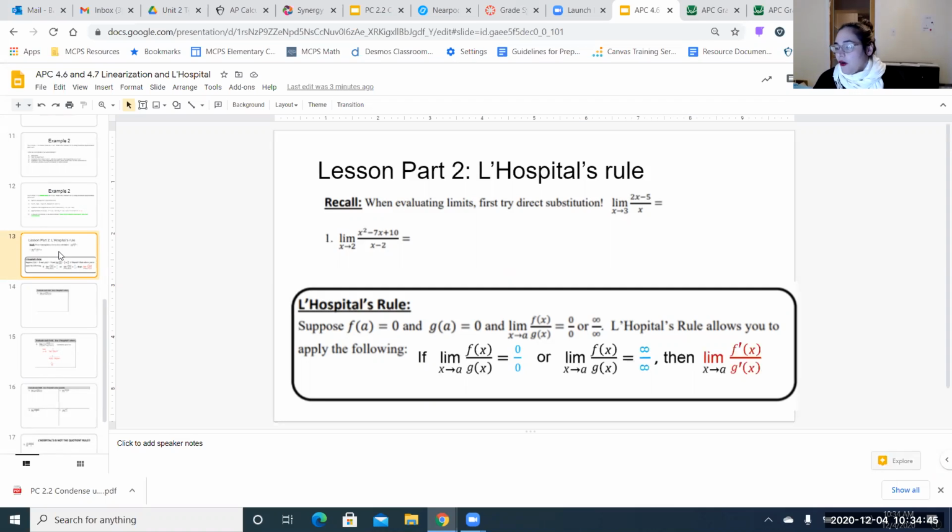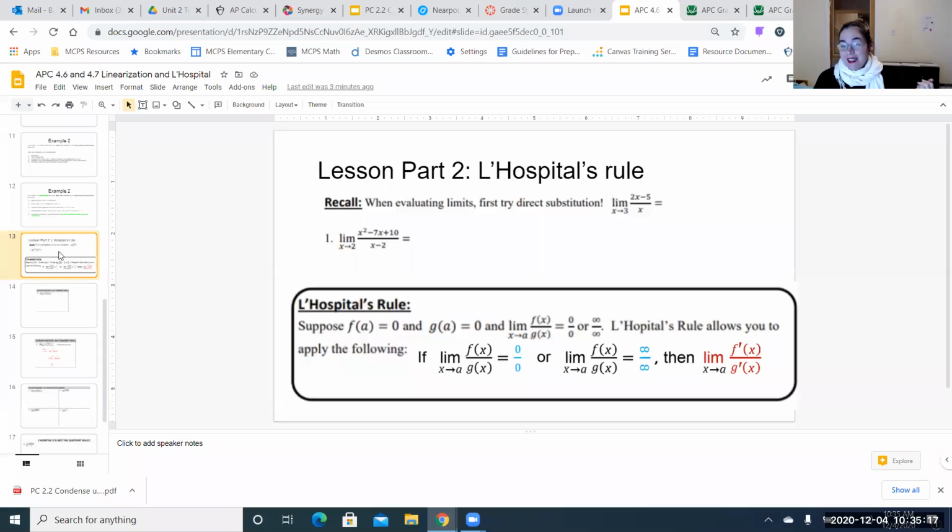Okay, so here's the deal. Remember back in September when we were evaluating limits, right? The first thing we always tried was to do direct substitution, okay? Sometimes direct substitution would give us a zero denominator or an indeterminate limit, okay? And then we would factor, which is totally fine. Sometimes though, you'll have an indeterminate limit, so it'll be 0 over 0 or infinity over infinity.